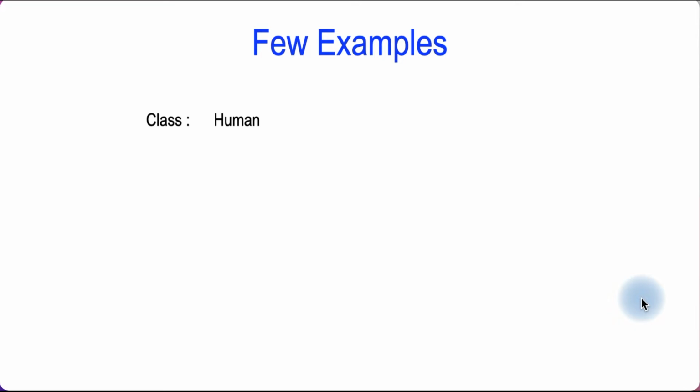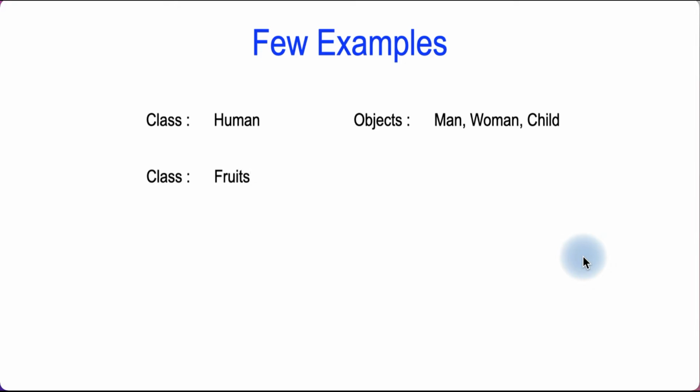Now, class Human. Under this category, we can create some objects like man, woman and child. Second, class Fruits. In this category, we can make some objects like apple, banana, mango, etc. These objects have some similar properties like name, color, size, as well as taste, etc.